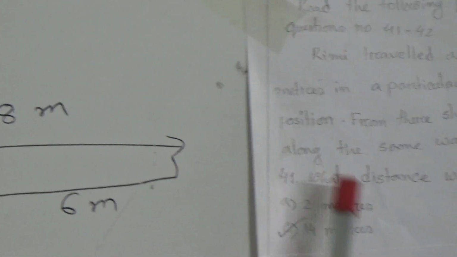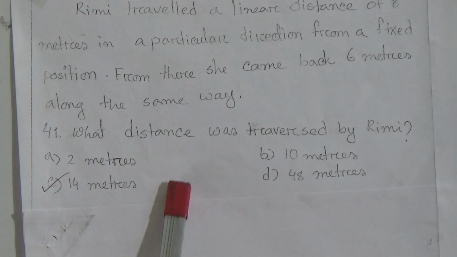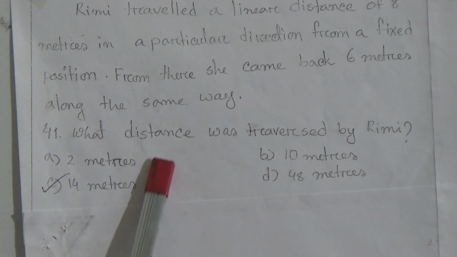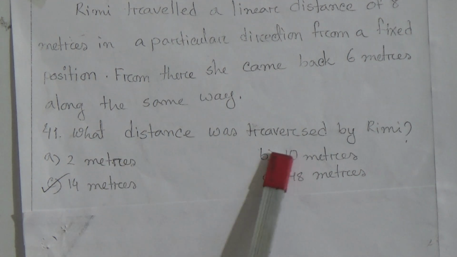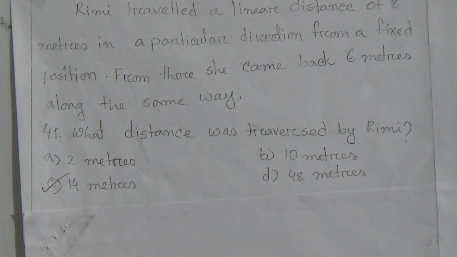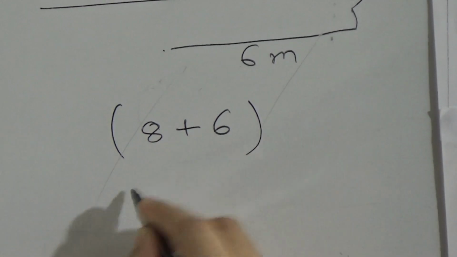So our question, what distance was traversed by Remy? At first we have to know what is distance. We know distance. What is distance? Distance means the total length traversed by an object from a particular direction. That means at first Remy travelled a linear distance of 8 meters and then she came back 6 meters. That means 8 plus 6 equals 14 meters distance.